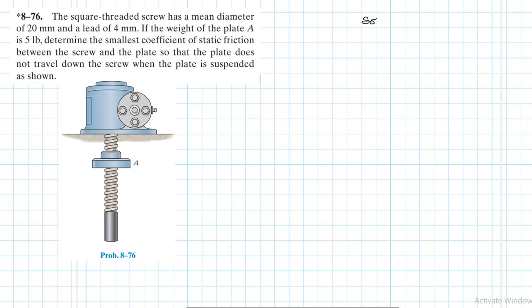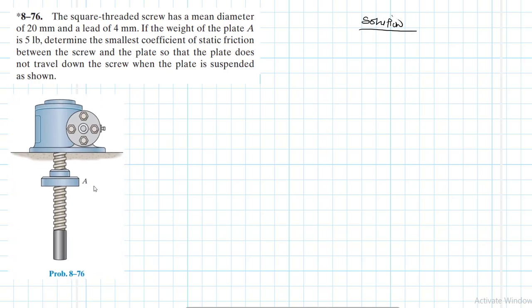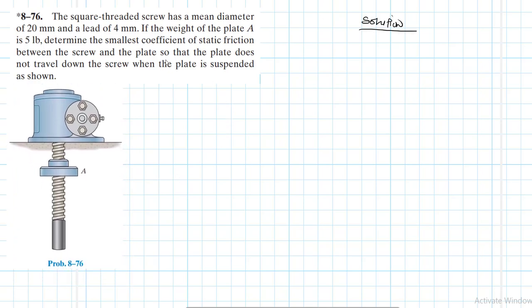Right, this problem is coming from the Engineering Mechanics Statics textbook, 13th edition by R.C. Hibbeler. So we have been asked to determine the smallest coefficient of static friction between the screw and the plate so that the plate does not travel down the screw when the plate is suspended as shown. Right. So for this plate not to travel down, it has to experience what is called self-locking.